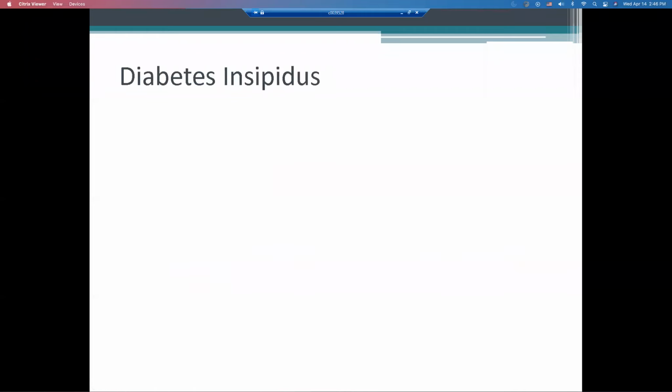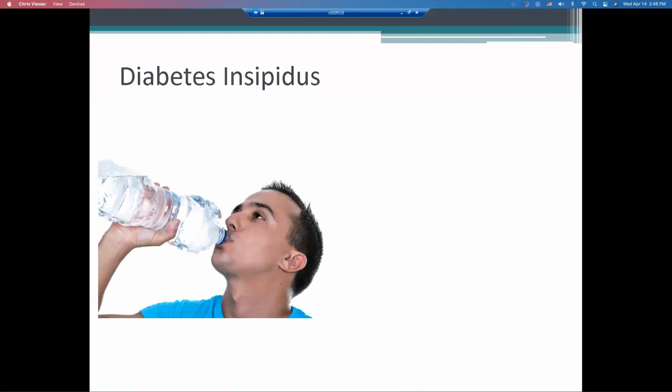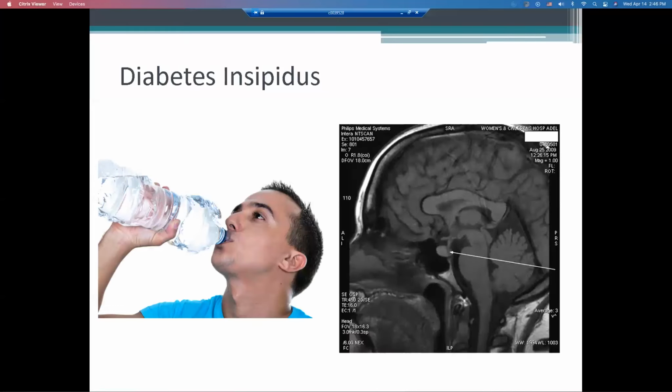Moving along to diabetes insipidus. People with true diabetes insipidus are quite easy to pick up. They're always walking around with a bottle of water, and they drink from it several times during their clinic visit, and they get excused a couple of times to go to the bathroom and pass urine. These people are really suffering because of polyuria and polydipsia.